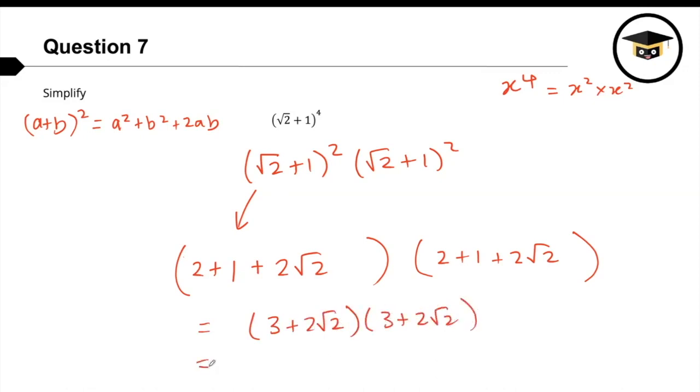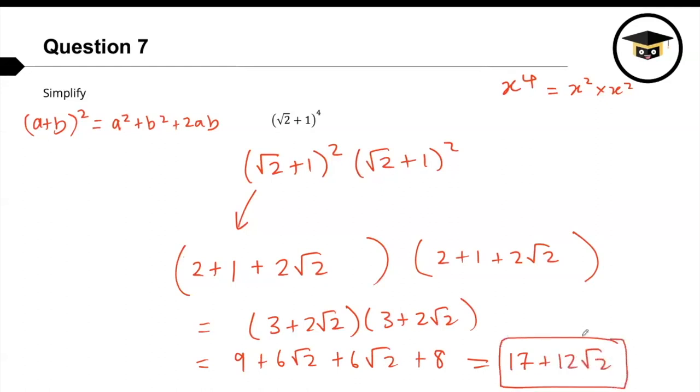If we expand all that out, 3 times 3 is 9, plus 3 times 2 root 2 is 6 root 2. Then we've got 3 times 2 root 2 again, so another 6 root 2. And then we've got 2 root 2 times 2 root 2, which is simply 8. So then we're going to get 9 plus 8, which is 17, and then 6 root 2 plus 6 root 2, which is 12 root 2. So that is our final answer.